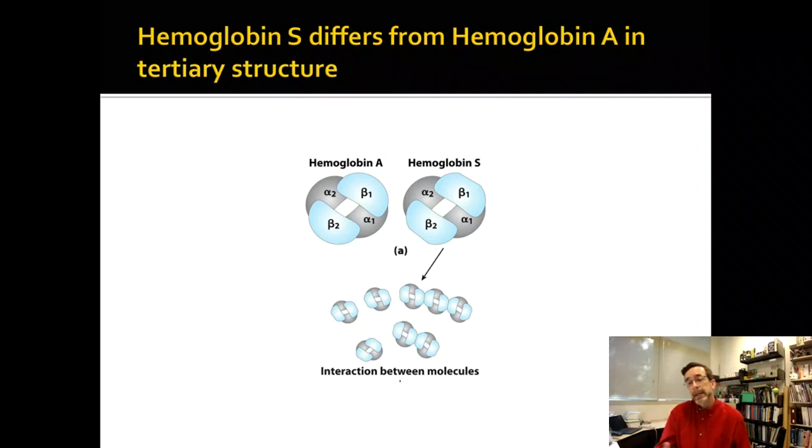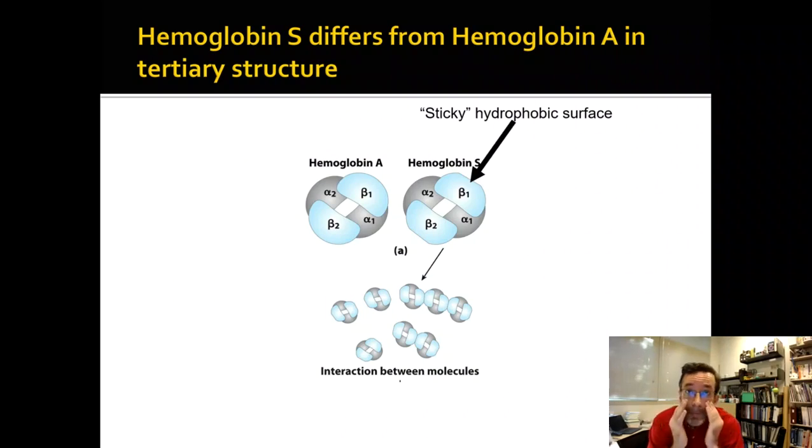Hemoglobin A and hemoglobin S will generally have the same secondary structure. The tertiary structure is going to be a little bit different because you can see a hydrophobic patch on the beta chains. And that means there's a sticky hydrophobic surface there. And you know hydrophobic surfaces, if you have high enough concentration, they aren't very picky. They're sticky and not picky.